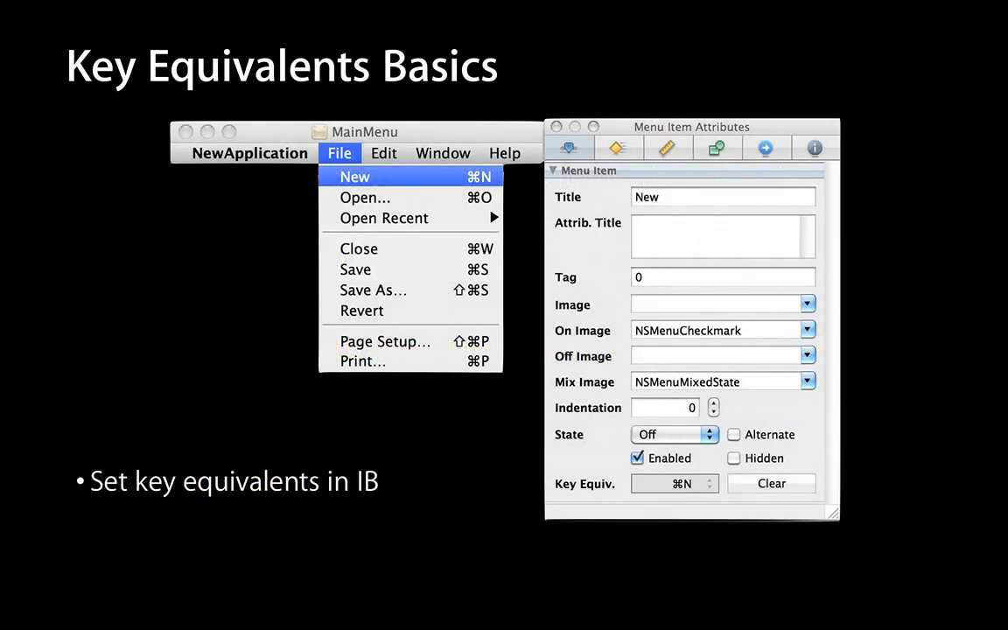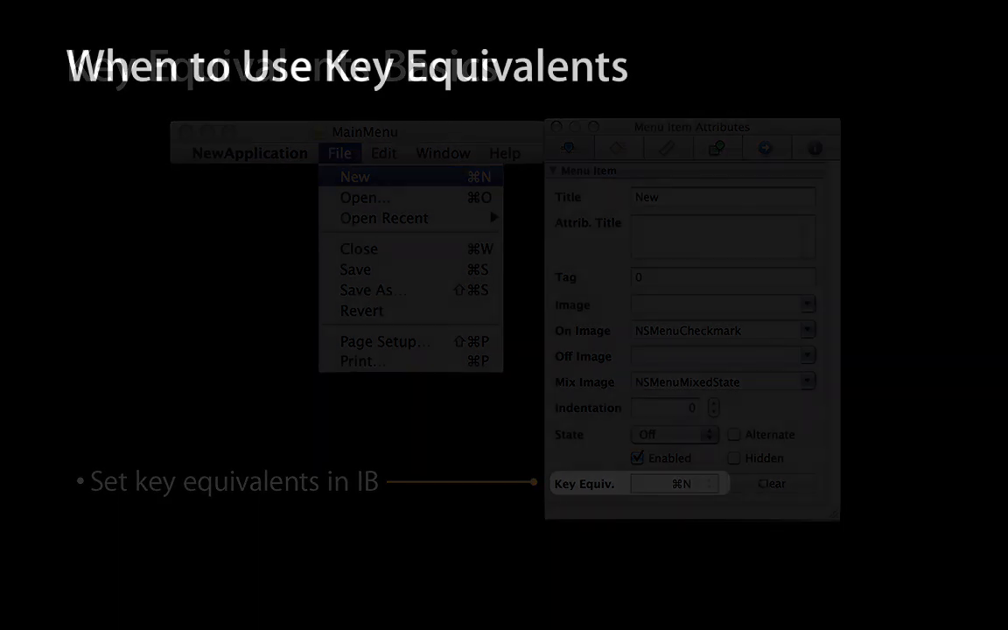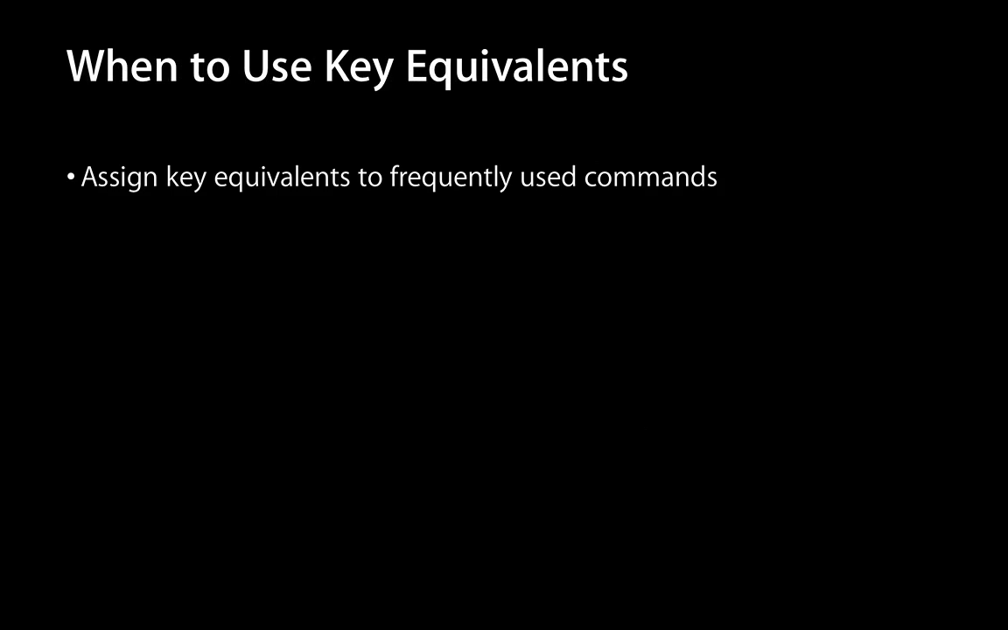Now, you can set these programmatically, but most of the time, of course, you set them in Interface Builder. Here, the new menu item is selected, and down to the lower left, you can see the portion of the inspector where you can set the key equivalent. So which items should get key equivalents? Well, you want to assign them to frequently used commands.